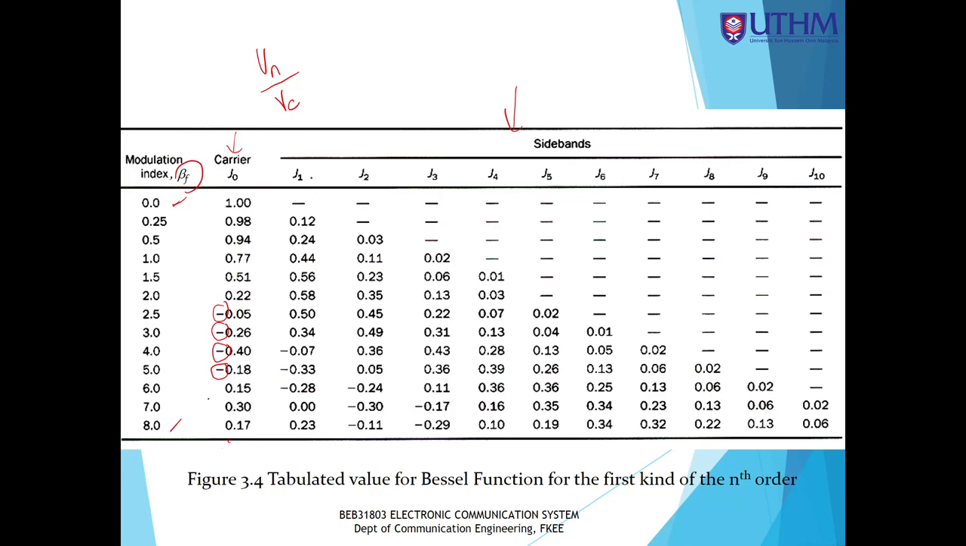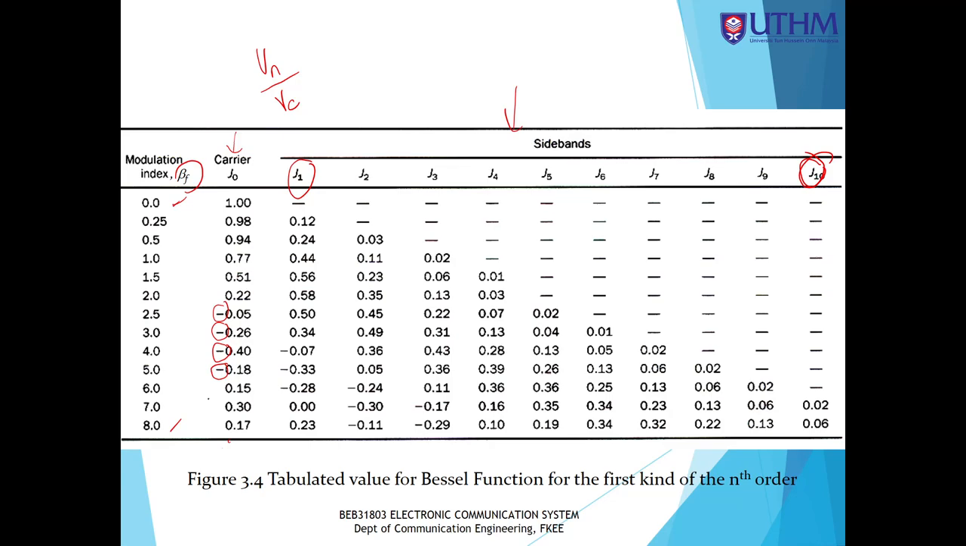And here on the right side, we have J1 until J10. These represent the number of pairs of sidebands. If we see it, until J10, that means we have 20 components: 10 components on the upper side and 10 components on the lower side. So we have pairs, upper and lower.